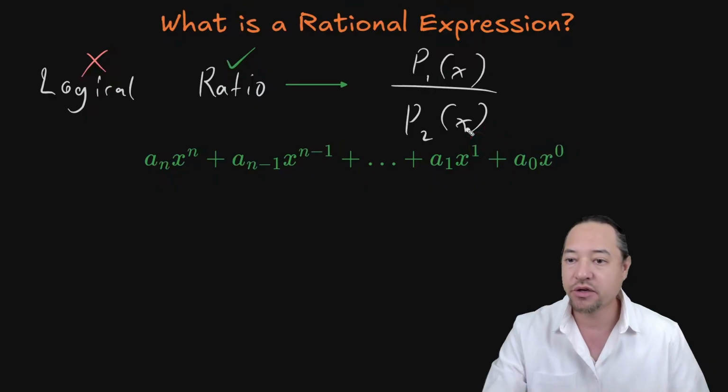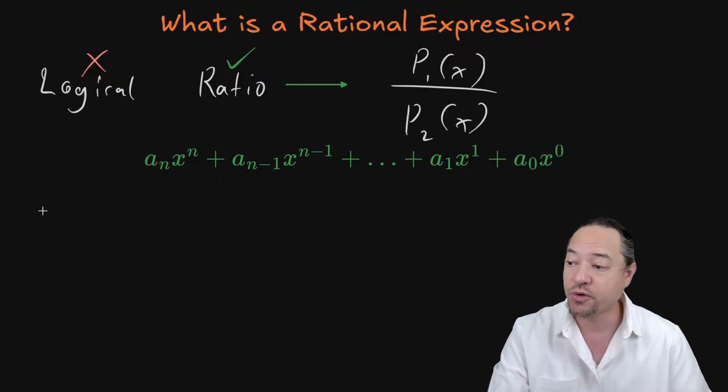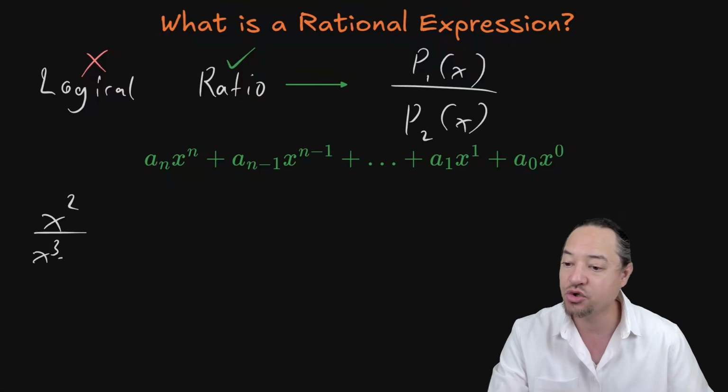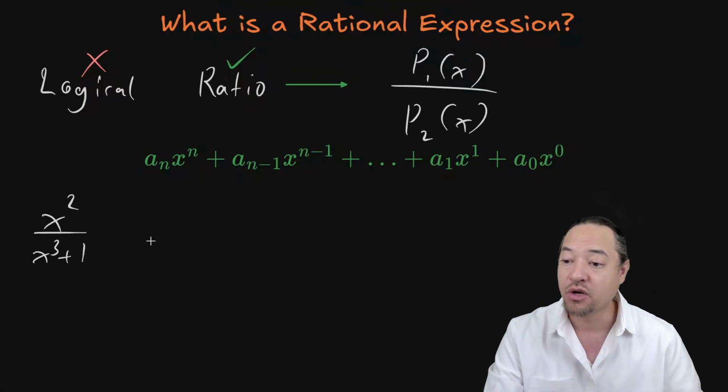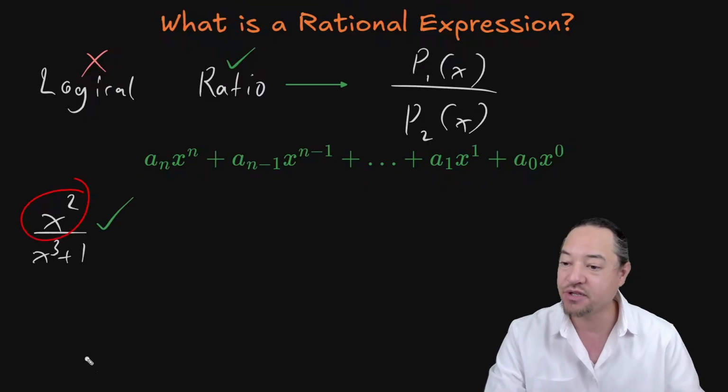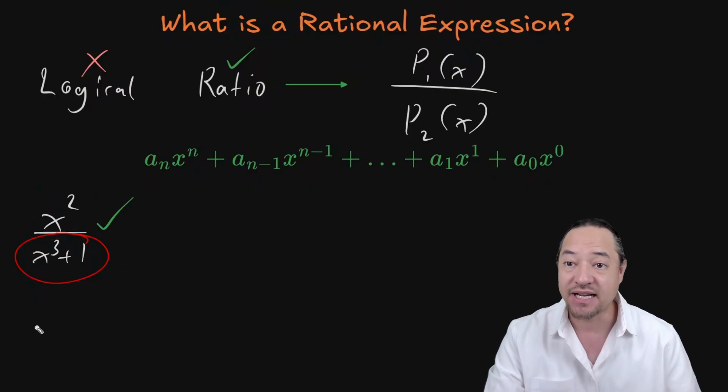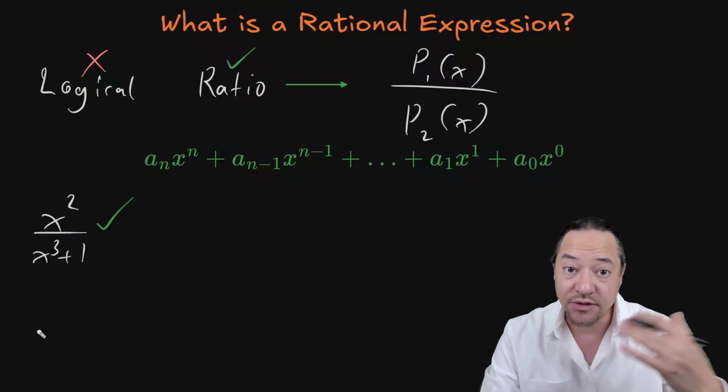And so we can try and look at a few examples of expressions. So for example, how about x squared over x cubed plus 1? Is this a rational expression? Well, the answer is yes, it is, right? Because on top here we have a polynomial, x squared, and on the bottom we have another polynomial, x cubed plus 1. That satisfies all of the rules about what a polynomial is.